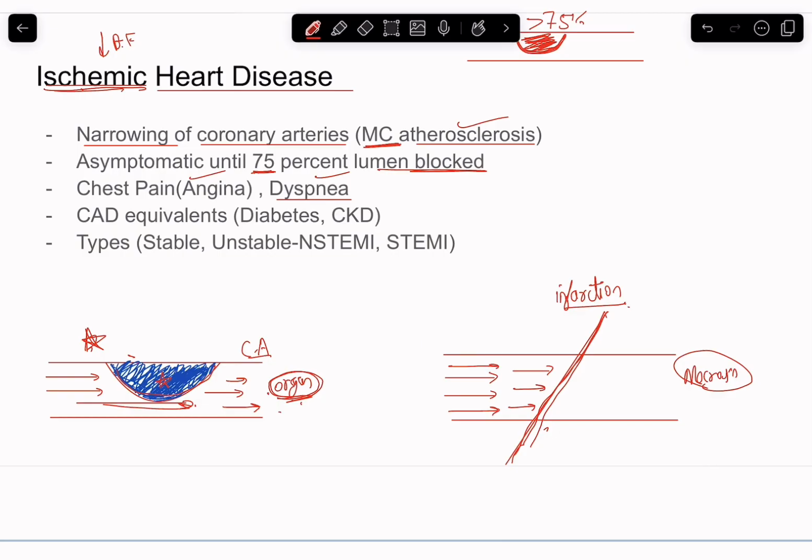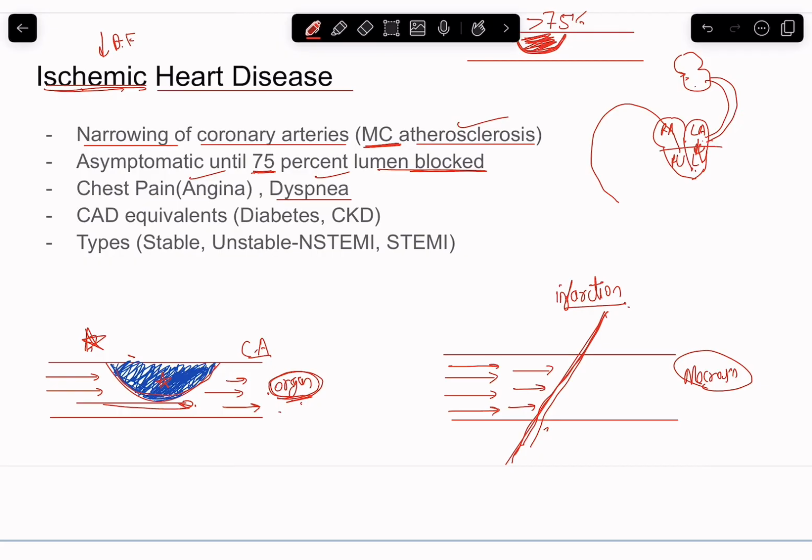Let's see why you see dyspnea. So for example, this is your heart. My drawing is not that good, but still. Okay, so this is your right atrium, this is your left atrium, this is your right ventricle, and this is your left ventricle. Okay, and here are your lungs. Let's say your lungs drain your oxygenated blood into your left atrium, and from left atrium it goes to left ventricle, and then it goes to systemic circulation.